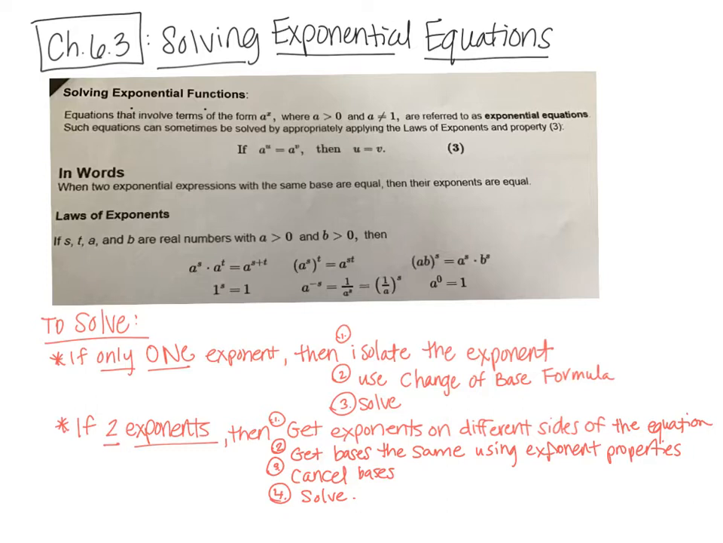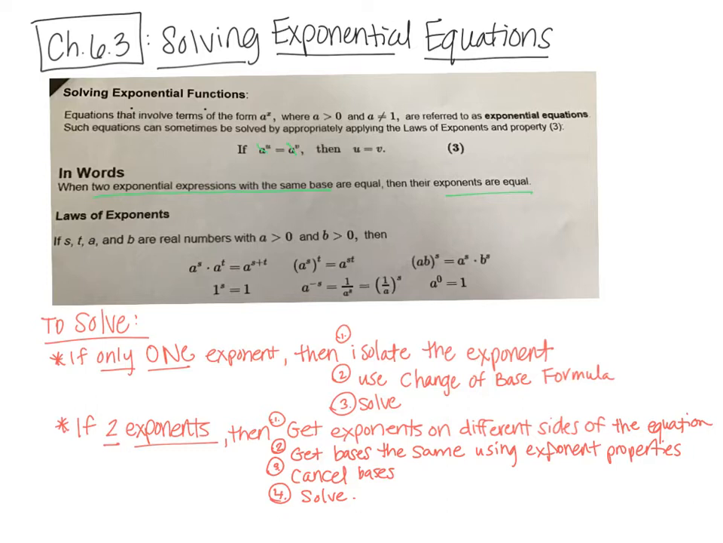So one thing to remember that will be really important is that when two exponential expressions have the same base, their exponents are also equal. Okay, so if you notice up here, it says if a^u equals a^v, then u equals v. So basically what we're saying is that if the bases are the same, I'm going to cancel them out and I'd have just the exponents left over. Okay, that's kind of that property.